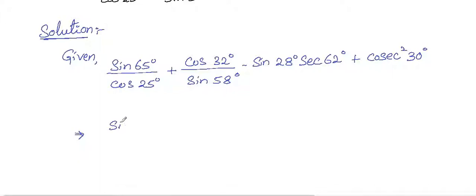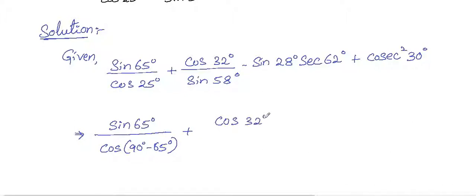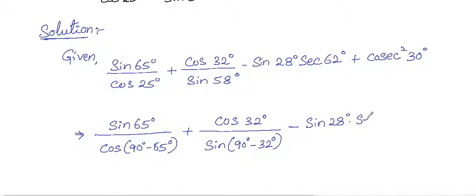So cos 25, 25 can be written as 90 minus 65. So cos 25 can be written as cos of 90 minus 65. Similarly, 58 can be written as 90 minus 32. So sine 58 can be written as sine of 90 minus 32. Minus sine 28 and secant 62. 62 can be written as 90 minus 28. So secant 62 can be written as secant of 90 minus 28.